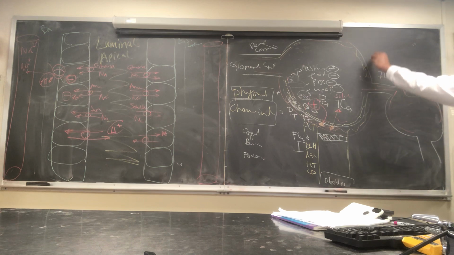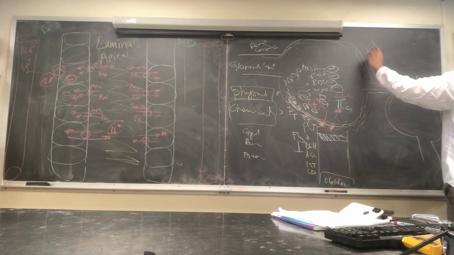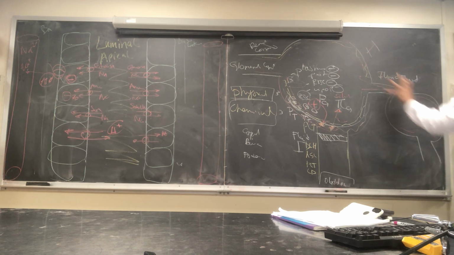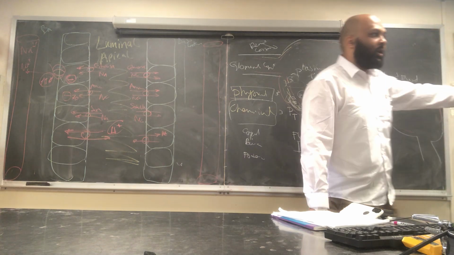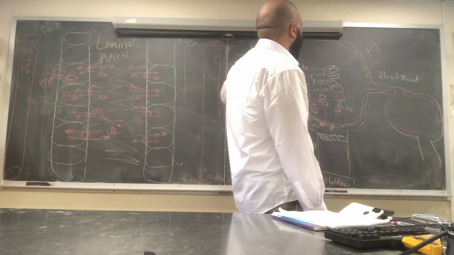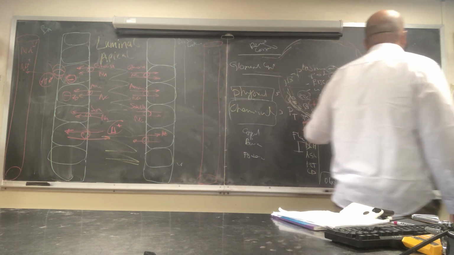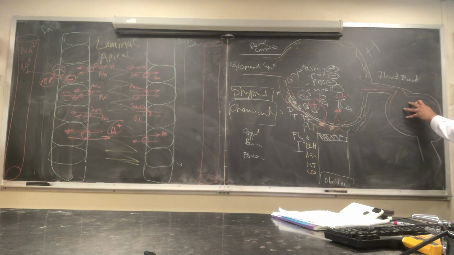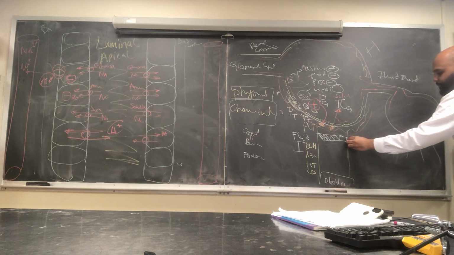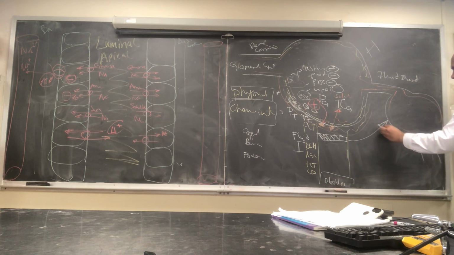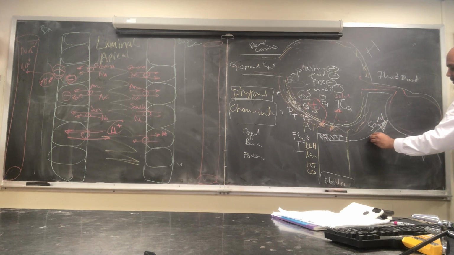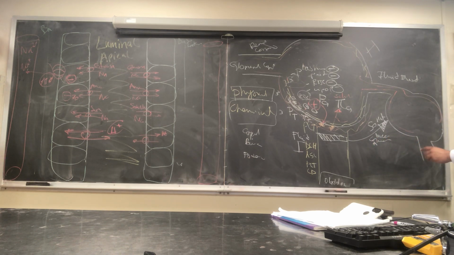Filtration, that's all about capillary number one. Remember we said the portal system: you go through two capillaries before you go back to the heart. So the first capillary, the renal corpuscle, our glomerular capillary, is responsible for the filtrate. Our peritubular capillary is now going to reabsorb solutes like sodium, glucose, nutrients, amino acids and electrolytes.